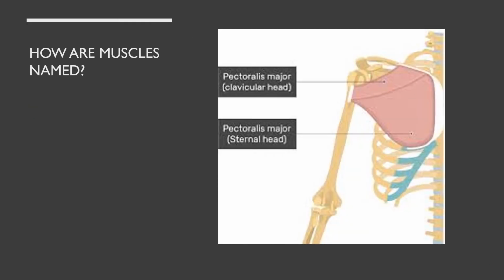So another way we name muscles is by their location. In this case, we're looking at the pectoralis major muscle, which is this large muscle over the chest area. It attaches to the top of the humerus here and the clavicle, and down around the sternum and the ribs. So this muscle is named pectoralis because of its location. It's called the pectoralis major, and pecto refers to the chest. So pecto, chest, it's called pectoralis.